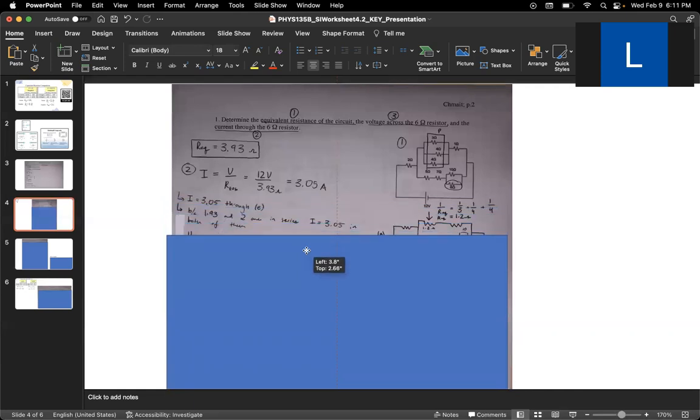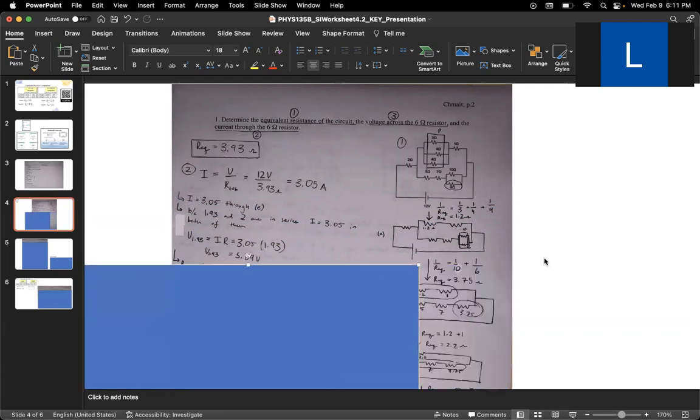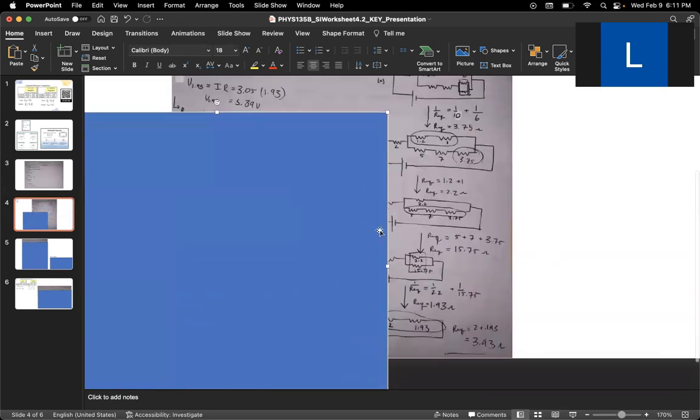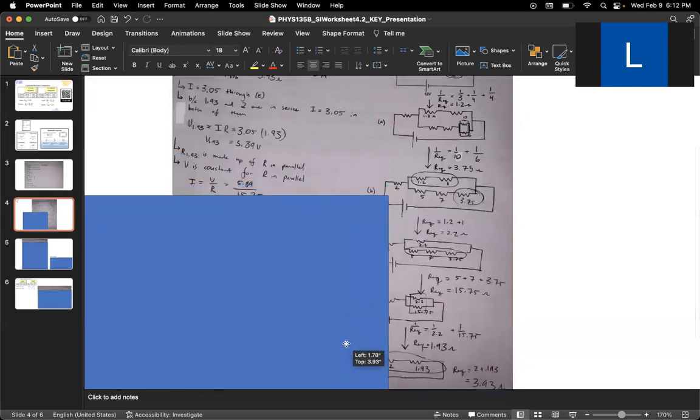Okay. So we know that 1.93 and 2 have the same current because they're in series. Therefore, we can solve for the voltage drop on either one. We're going to solve for the voltage drop with respect to that 1.93 because we know that that 6 ohm resistor is embedded in that 1.93. So, excuse me, I misspoke. You have to use the resistance 1.93 to get that voltage drop. That's right here.